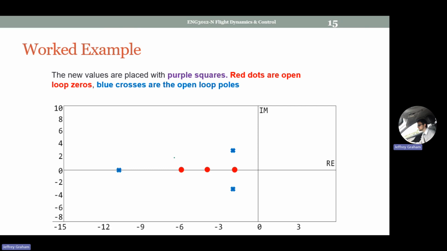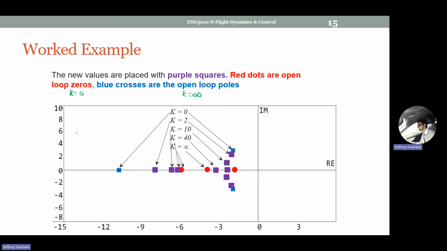Remember the red ones being the zeros, blue being K equals infinity. We'll put the values on initially. This will come on as an animation shortly. But what happens is if you take this section here, K equals 0, K equals infinity. So what's happening is you can clearly see as we increase the value K, the roots are moving in that direction.